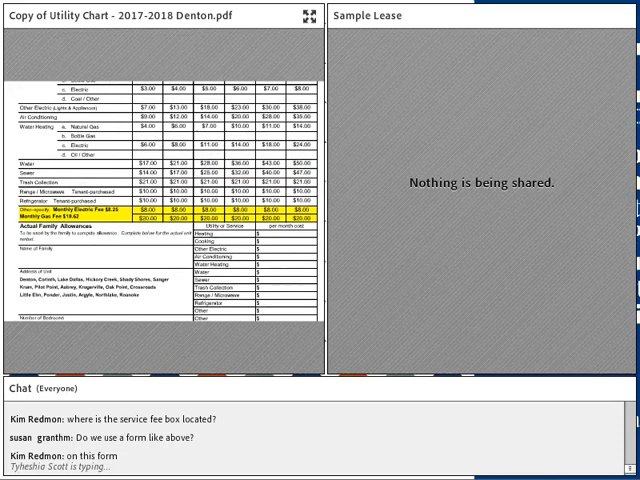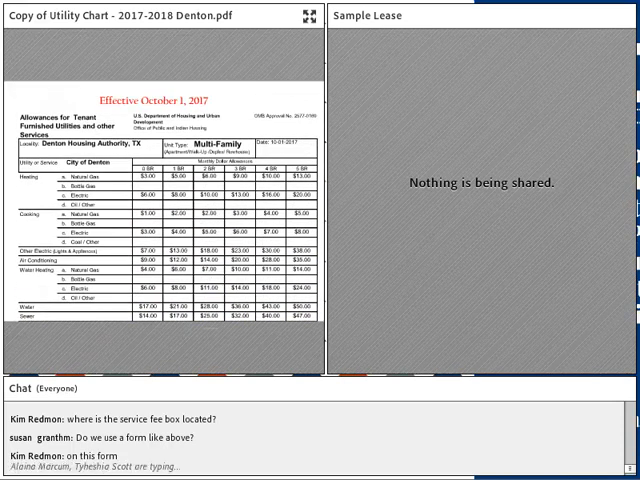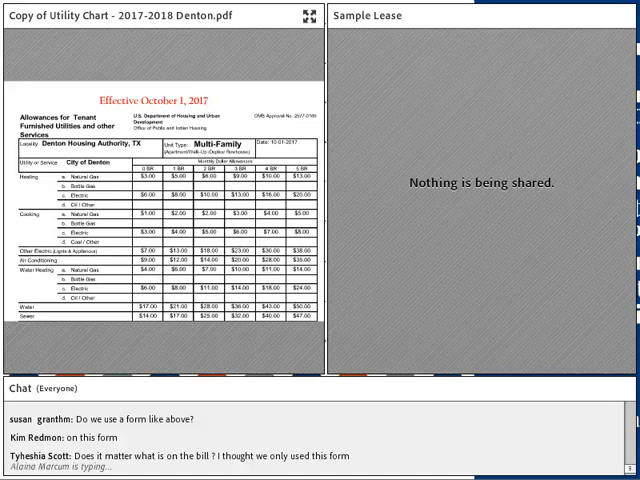So Susan asked, do we use a form like above? Yes. This is a copy of the Denton Housing Authority's utility assistance schedule. Every COC project in the state or in the balance of state should contact their local PHA to receive their own schedule like this. It's going to be different in every town. These dollar amounts in Denton are not going to be the same as Laredo, or the same as Corpus, or what have you.